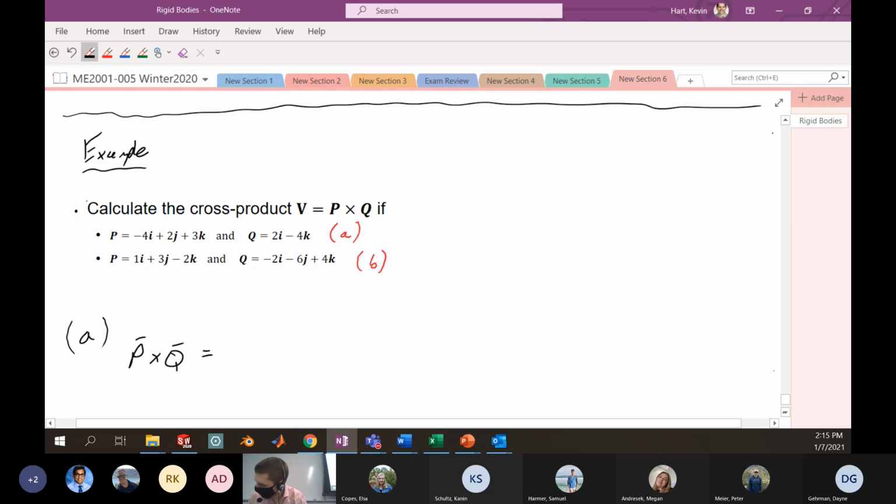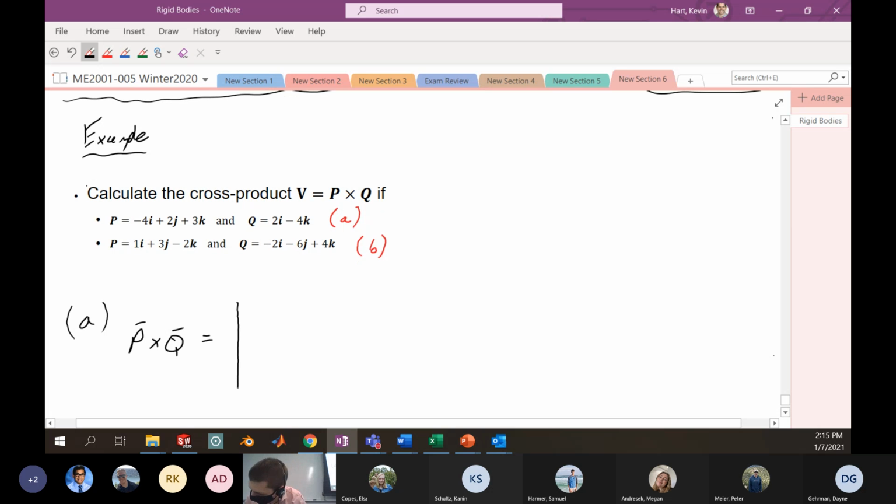I'm going to look at this determinant form. So I'm going to set up my chart and execute this cross product technique that I just talked about. All right, so here we have i, j, and k, and I'll close my determinant form. And so I want to arrange P in the proper way. Negative 4i, 2j, 3k. And for the vector Q, I have 2i and negative 4k, which means I have 0j. So 2i, 0j, negative 4k.